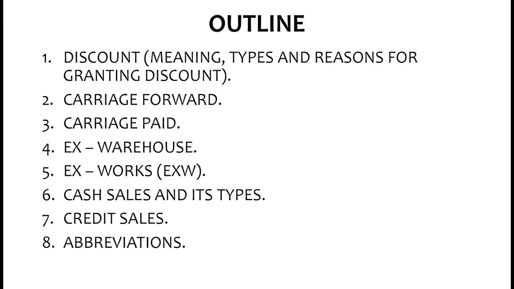Number one, we'll look at the first term, which is known as discount. Look at the meaning of discount, types of discount, and reasons why discount is offered. Then we look at the second term known as carriage forward. Then the third term known as carriage paid. The fourth term known as ex warehouse. The fifth one known as ex works. The sixth one known as cash source and its types. Then we look at credit source before we go into abbreviations.